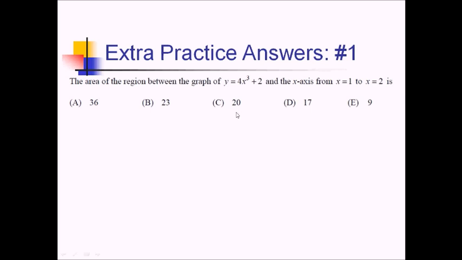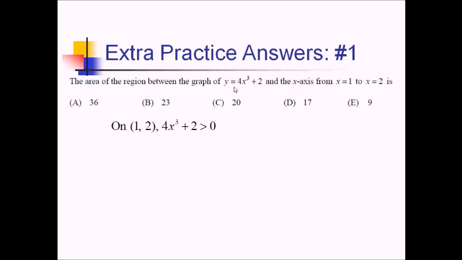So for this one, let's first consider whether or not we need to worry about absolute value. 4x cubed plus 2 is a cubic function, but between 1 and 2, it has all positive values. So on the interval from 1 to 2, this is positive, which means we don't have to worry about absolute value. Between 1 and 2, 4x cubed plus 2 is always the quote-unquote top function when compared to the x-axis. So I won't worry about any absolute value.